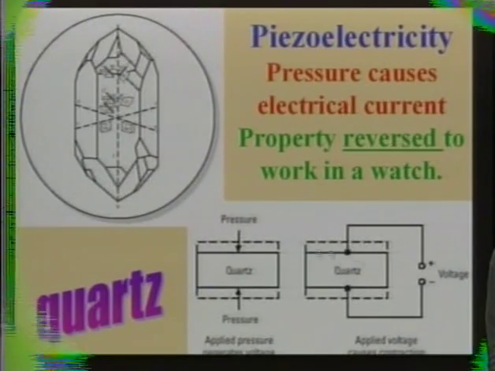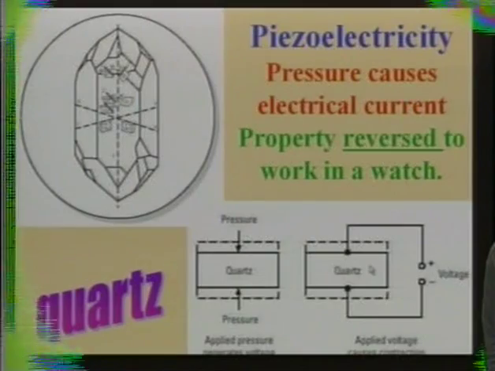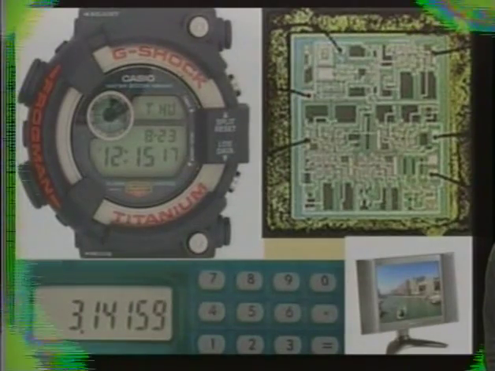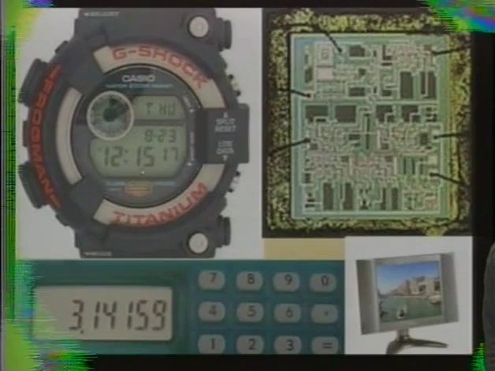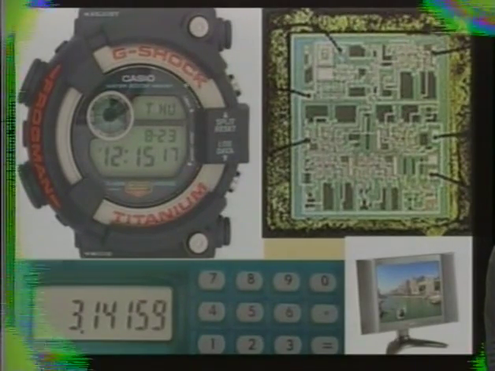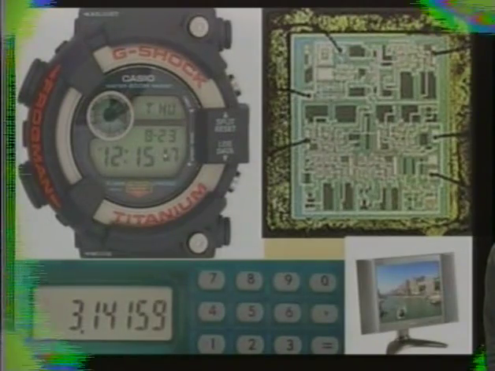Down at the bottom right is kind of a schematic of that process. Here's piezoelectricity on the left. We just reverse it to put it into a quartz watch. Quartz diodes. So here's a typical, one of those common watches, a G-Shock, by Casio. The way in which this timer functions is using that piezoelectricity concept.